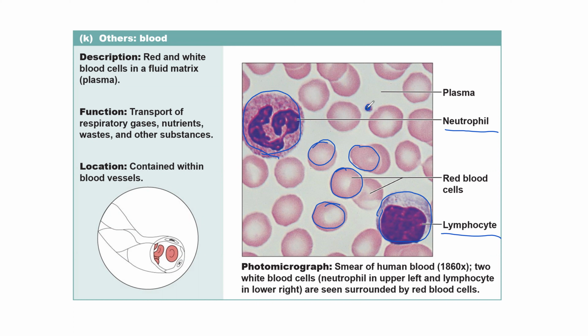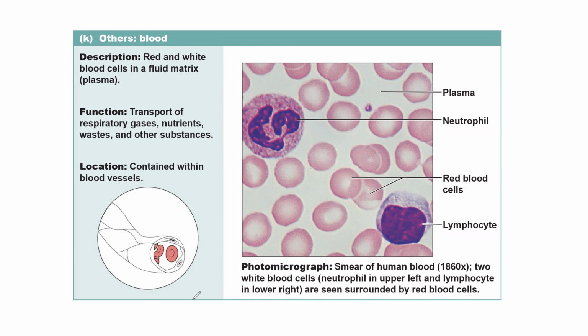You have these little pieces of cells called platelets, and extracellular matrix between them is actually plasma. So here's extracellular matrix, that's plasma. So description: red and white blood cells in a fluid matrix that we call plasma. Function: transport of respiratory gases, nutrients, waste, and other substances, and location: contained within blood vessels. So that's another type of connective tissue.